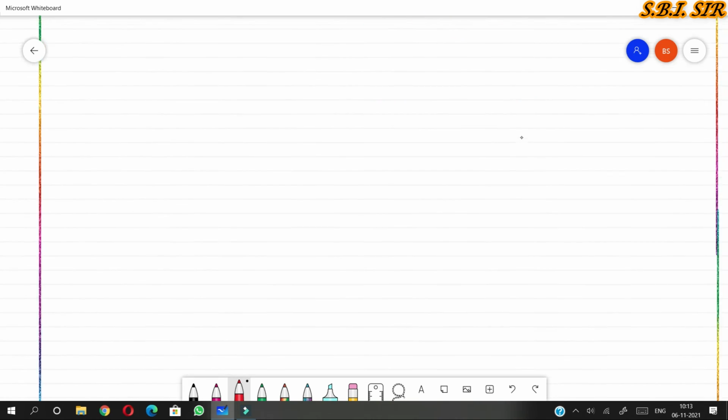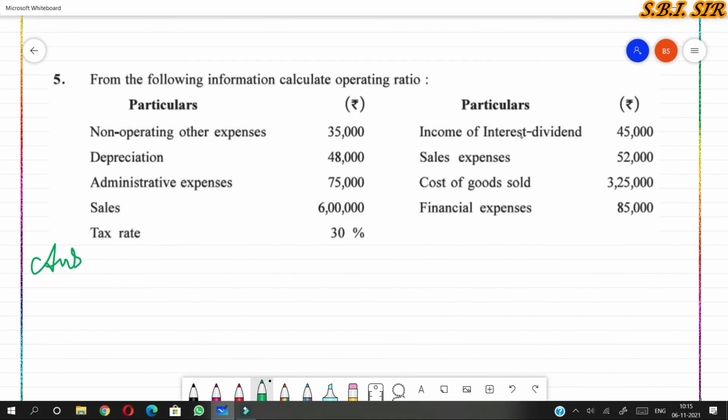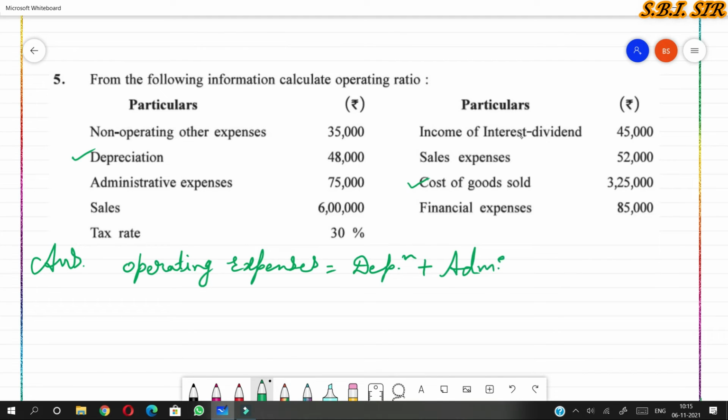Now next, sum number 5. Here we have to find out operating ratio, and for that purpose we need cost of goods sold, which is given, and operating expenses. Here operating expenses are not given, so we have to find out operating expenses, which equals depreciation plus administrative expenses plus sales expenses.